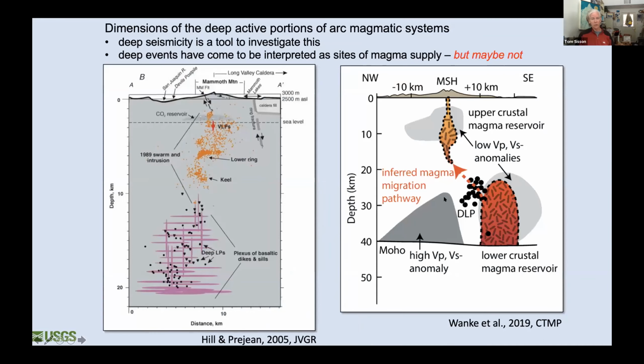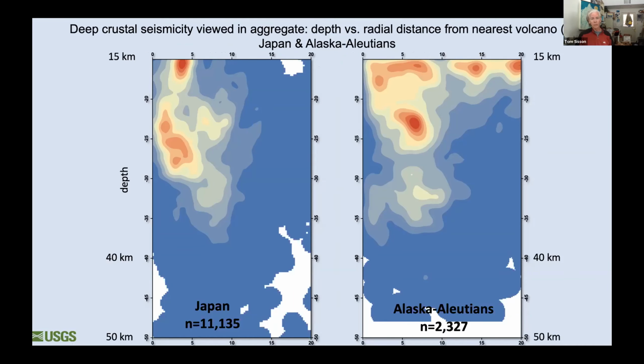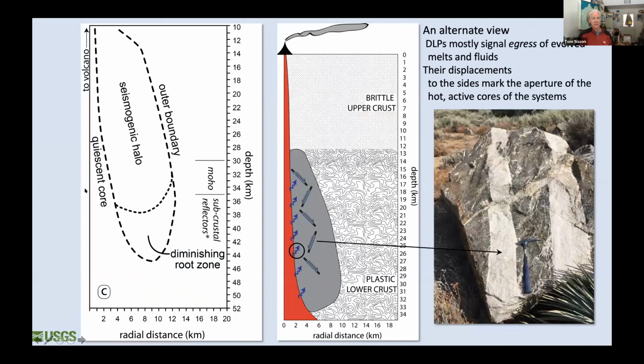This is what we were seeing in the preceding slide, with the deep events being off to the side, not actually underneath the volcano. Well, I think a simple interpretation of this is that this quiet zone is actually where most of the action is happening for magmas entering and moving up into the system. And it's quiet simply because it's too hot and plastic. And then moving outward from that, we get into a seismogenic halo. It's simply cooler.